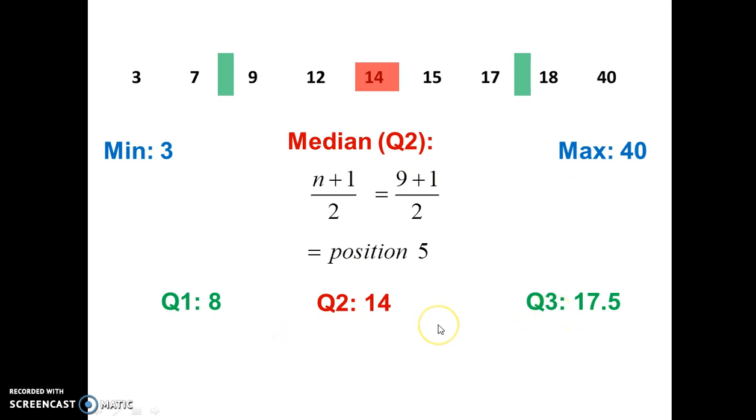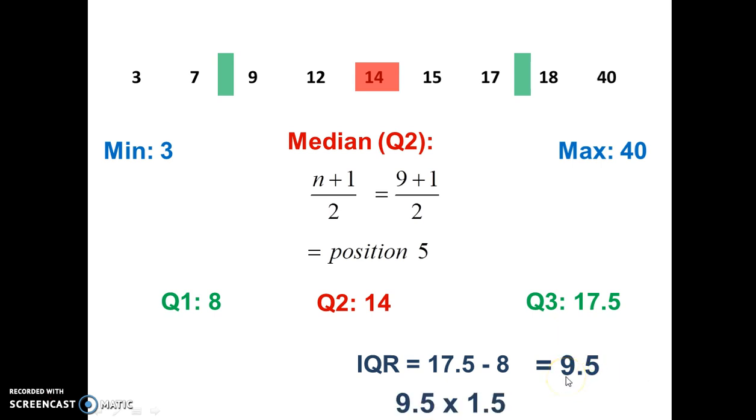So now that we have those values, we can calculate IQR. IQR is just Q3 minus Q1, so 17.5 minus 8, and our IQR is 9.5. Now that we know what our IQR is, we can use that number to calculate where outliers will be. So what do we multiply this by again? I hope you remember from the last few examples, we always take the IQR multiplied by 1.5. 9.5 multiplied by 1.5, might need a calculator for that, is 14.25.